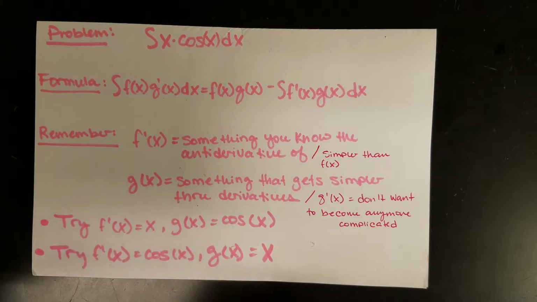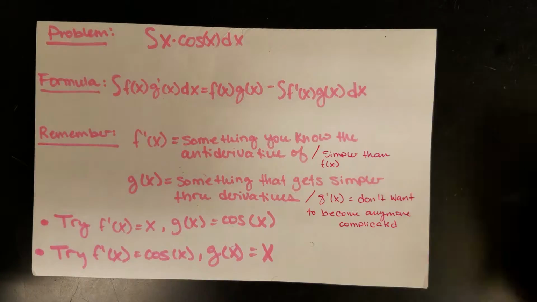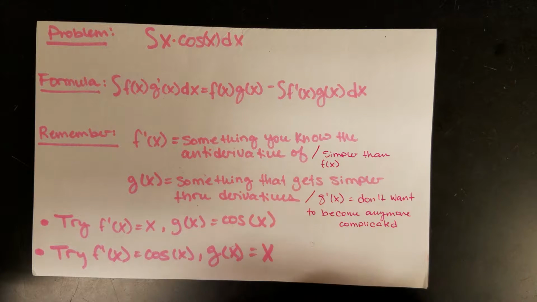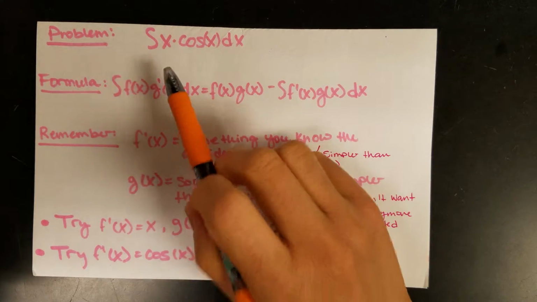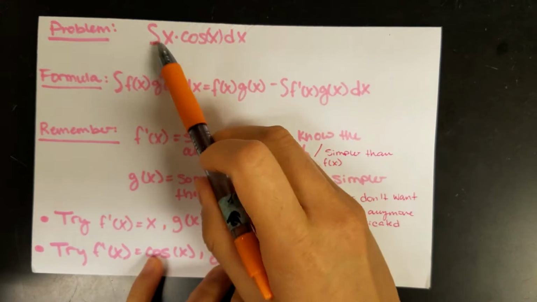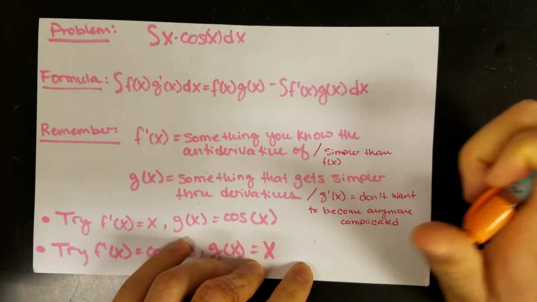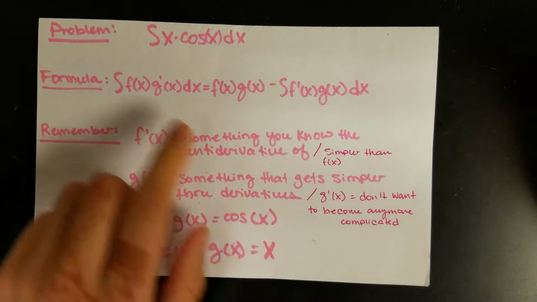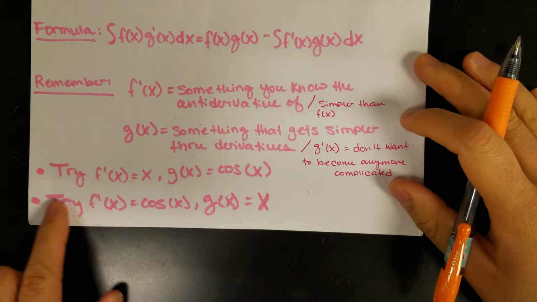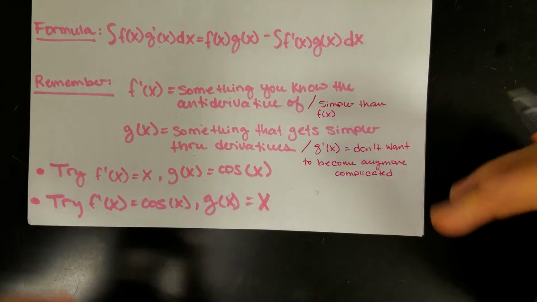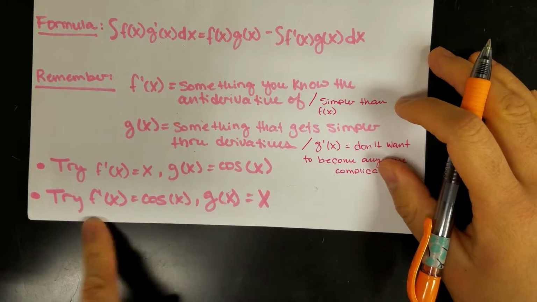So today we're going to be doing an integration by parts problem, and this one is actually from our math practice on day 24. We've been asked to find the integral of x times cosine of x, and we were given these requirements to try to do these.